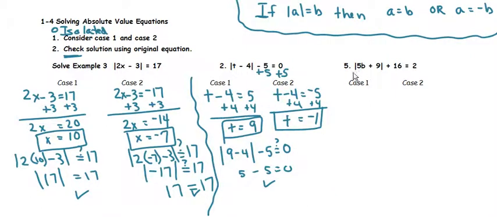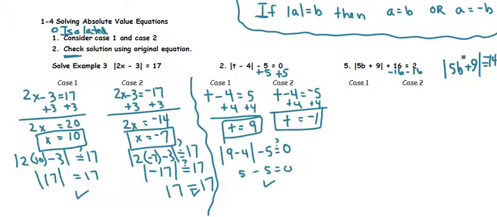We'll now consider number 5 underlined. And again, we notice it's a situation where we need to begin by isolating the absolute value. As we subtract 16 from each side, we have the resulting absolute value of 5b plus 9 equals negative 14.